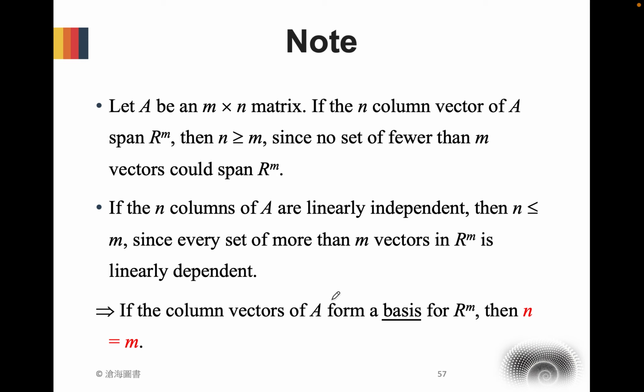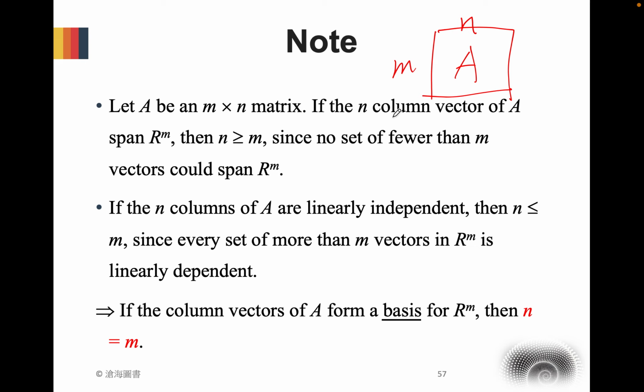So now if A is an m by n matrix, and the n column vectors of A span Rm, again, we draw legs. Matrix A, m by n. Now we have n column vectors, right? And each column vector is m dimensional.